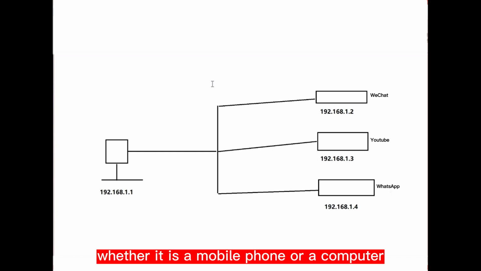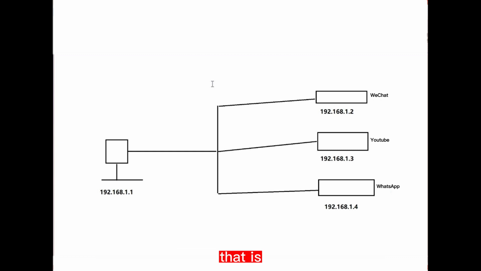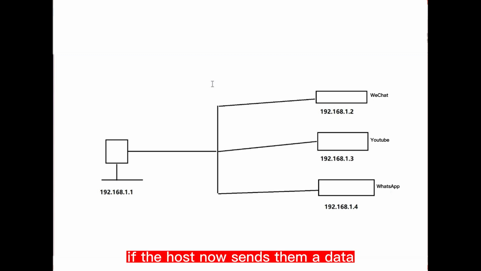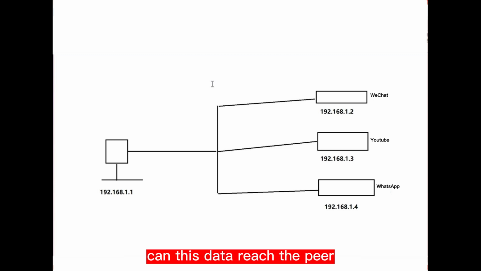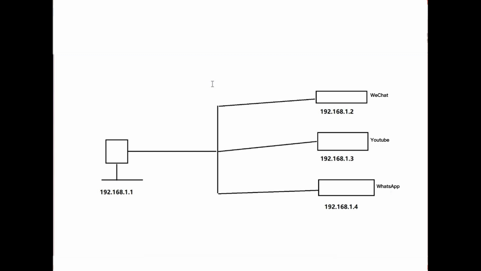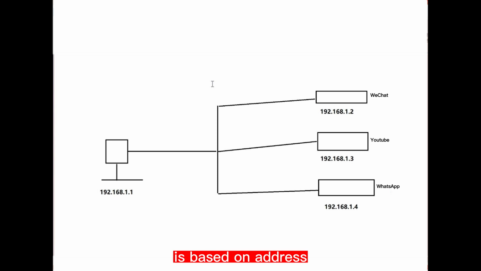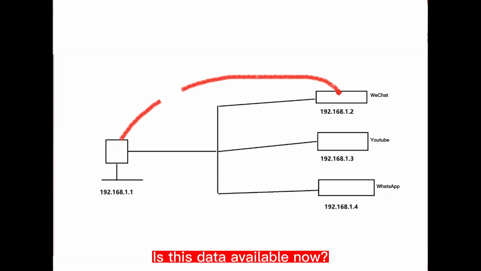whether it is a mobile phone or a computer. That is, I want to access the 3 servers corresponding to them. So now I ask you a question. If the host now sends them a data, can this data reach the peer? We do not consider data forwarding across network segments today. And the problem of forwarding on the same network segment is based on address. Is this data available now?